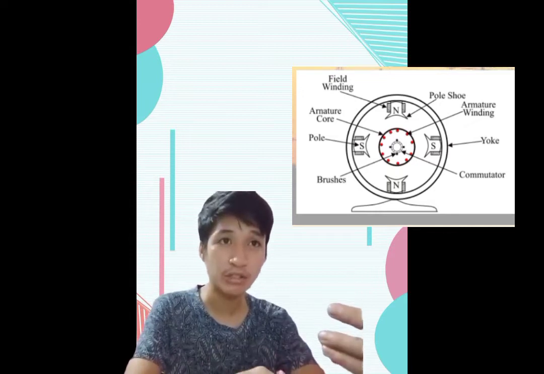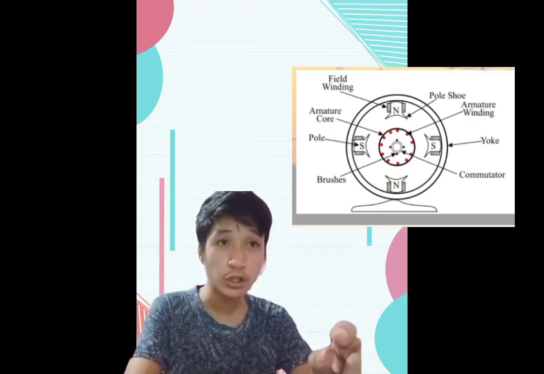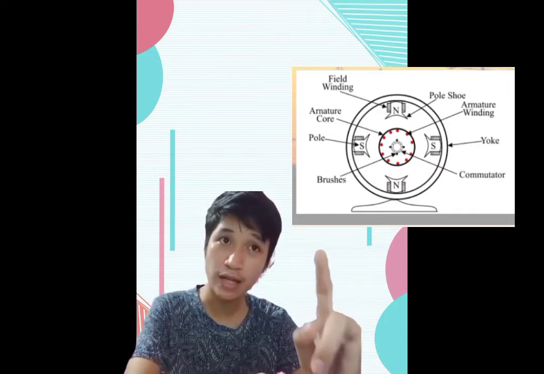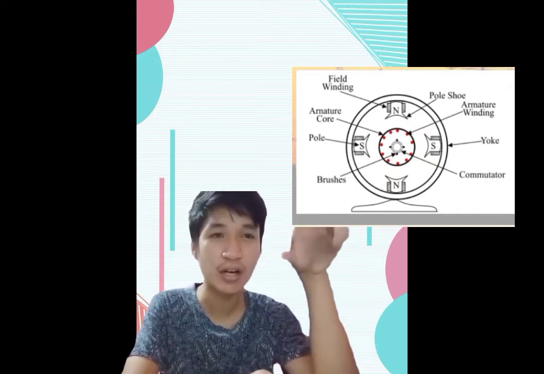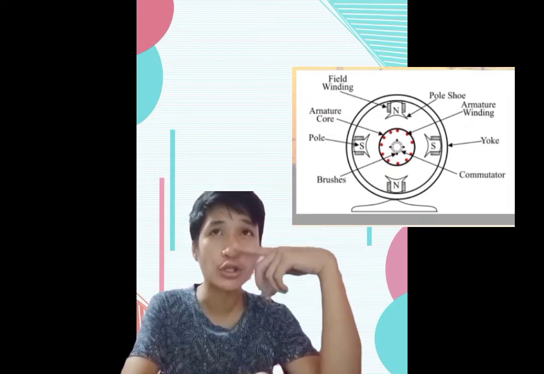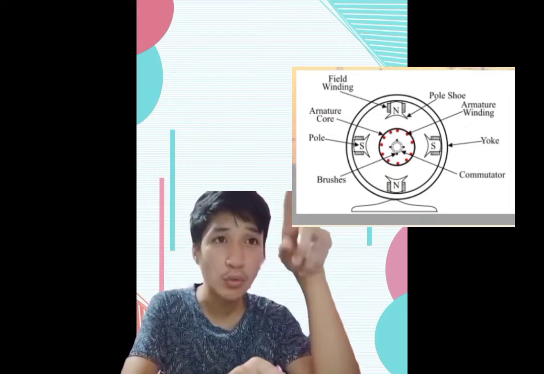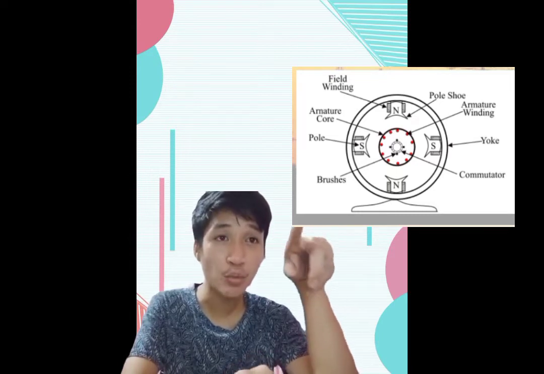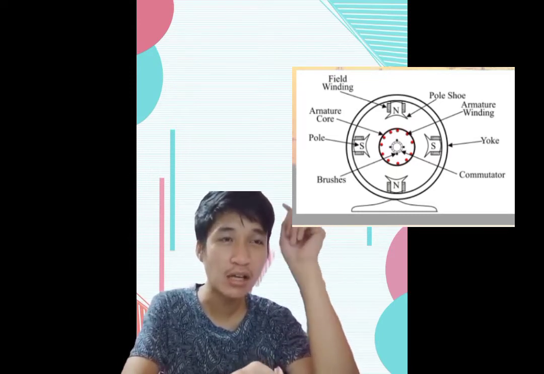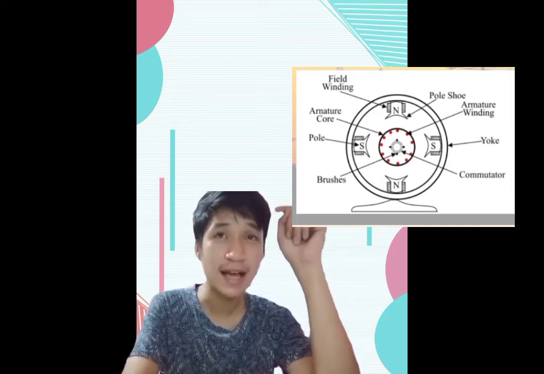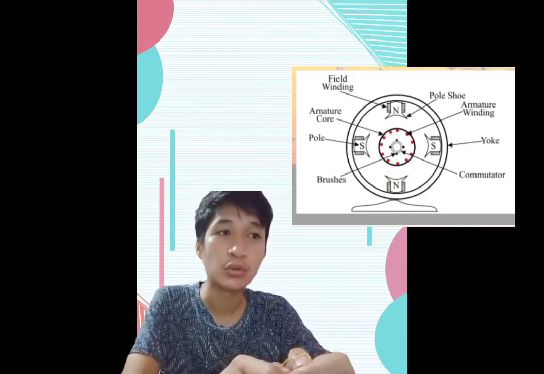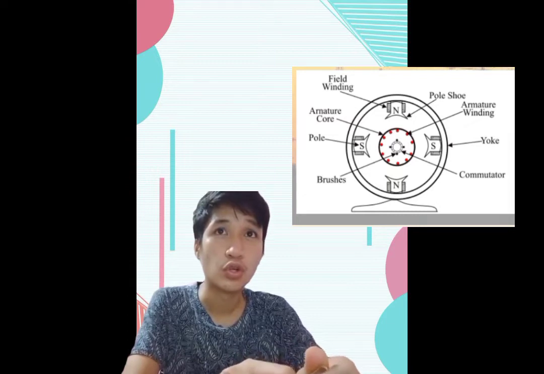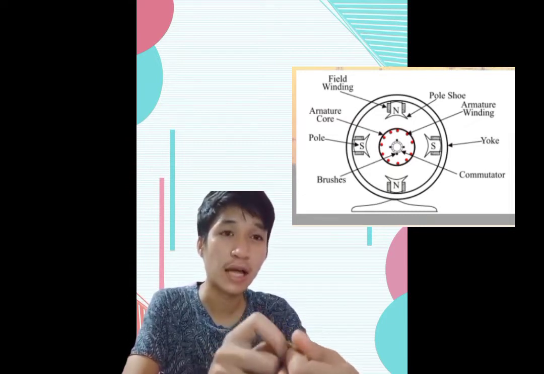There's a field winding, and the poles hold the field winding. The yoke is the outer layer, the cylindrical part. The armature core is the part that rotates between the poles, carrying the armature winding. There are brushes there, and the commutator converts the alternating current into direct current across the load. So I'm going to discuss it one by one.